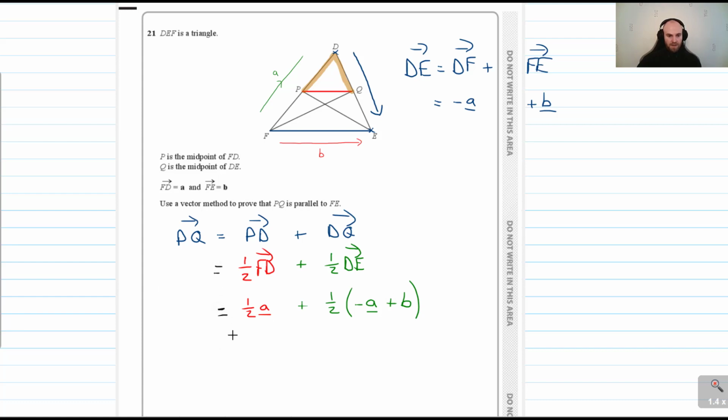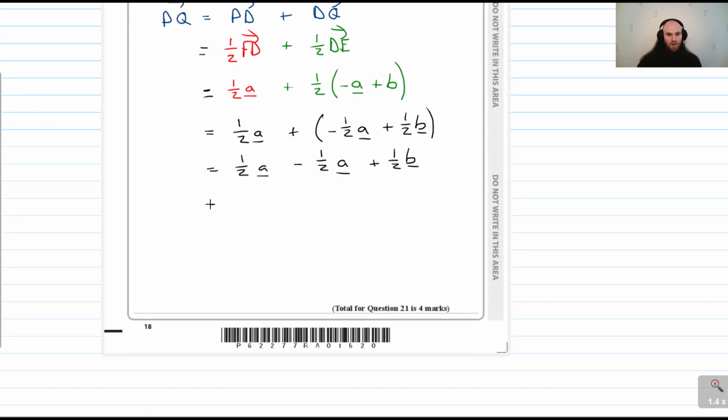I'm going to change this to black so we can see what we're doing now. So keep the half A from P to D. And then for D to Q, a half multiplied by minus A is going to be minus a half A. And then a half multiplied by B is going to be plus a half B. So this is going to be half A minus a half A, plus a half B. Well, half A minus half A are going to cancel out, and it's just going to leave us with a half B.